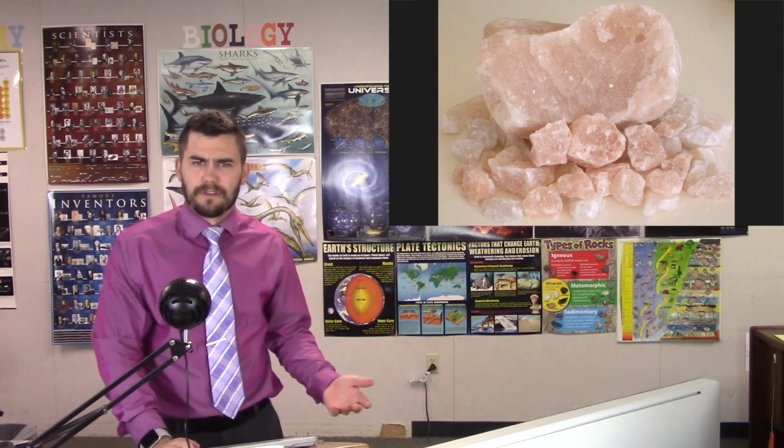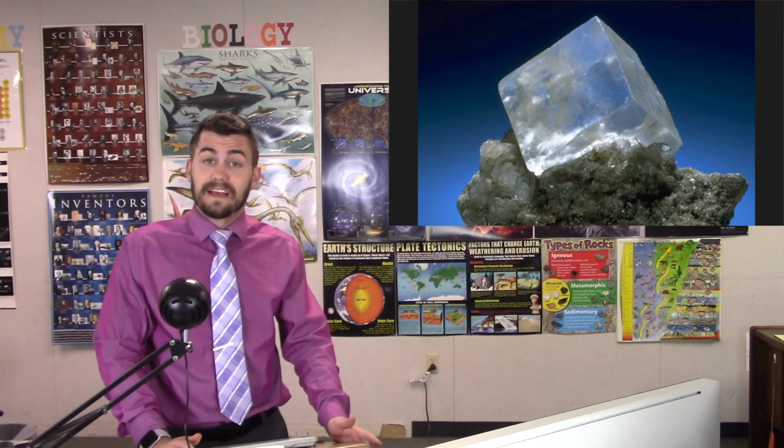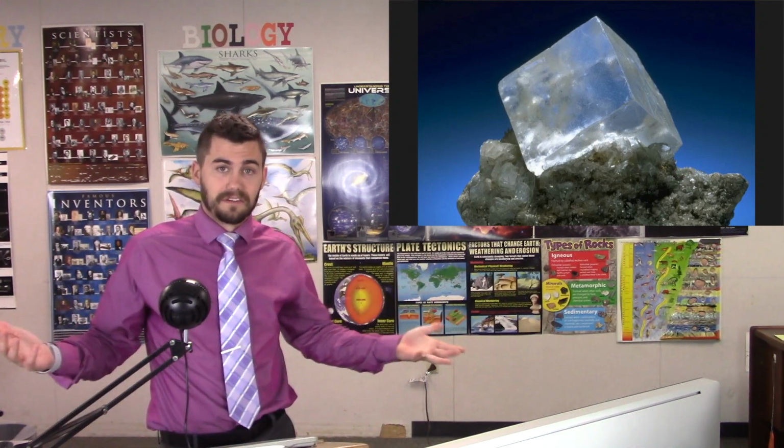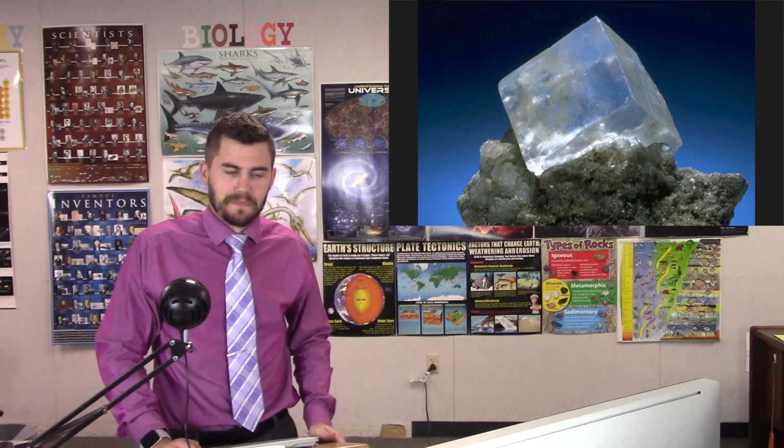So some common examples would be like this is either gypsum salt or rock salt. This is pure halite, sodium chloride, otherwise known as table salt, but it will form these large cubes if it can grow that large. And then this is fluorite.